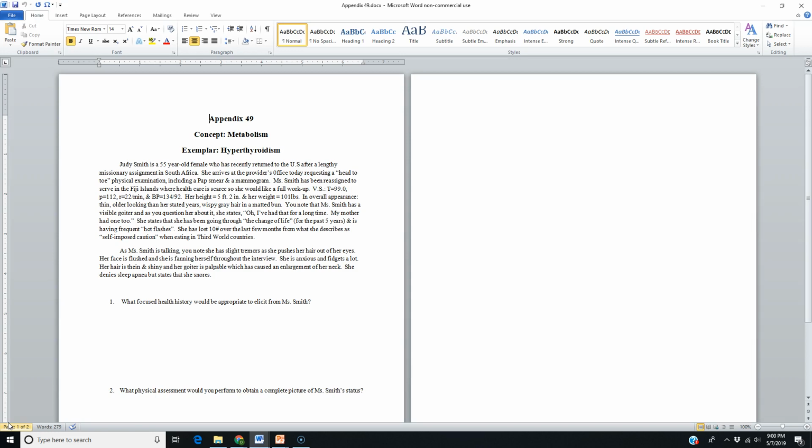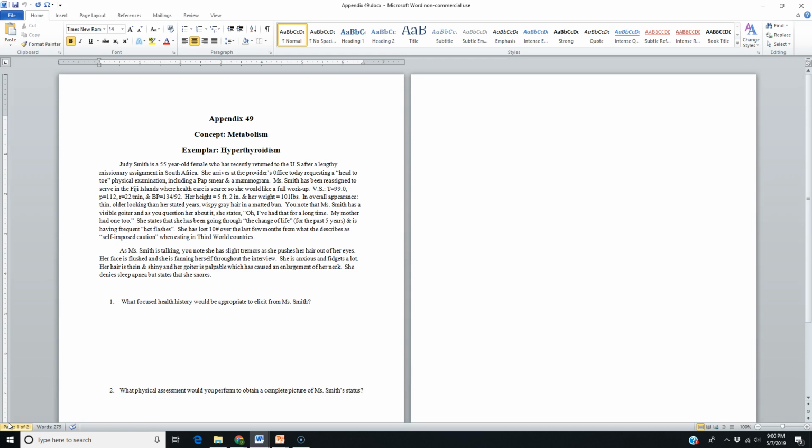You note that Miss Smith has a visible goiter, and as you question her about it, she states, "Oh, I've had that for a long time. My mother had one too." She states that she's been going through the change of life for the past 5 years and is having frequent hot flashes. She has lost 10 pounds over the last few months, which she describes as self-imposed caution when eating in third world countries.